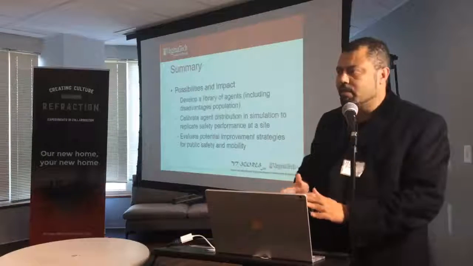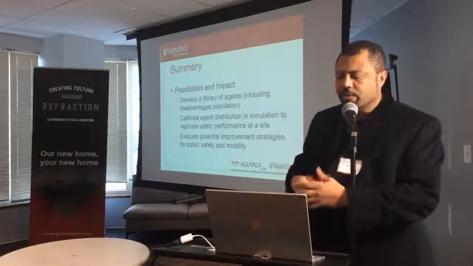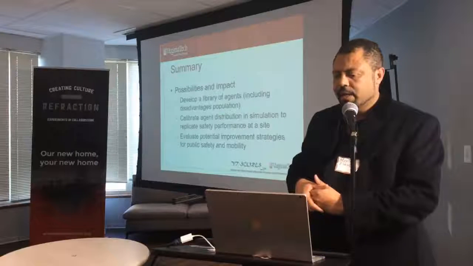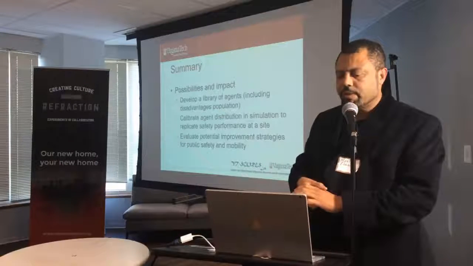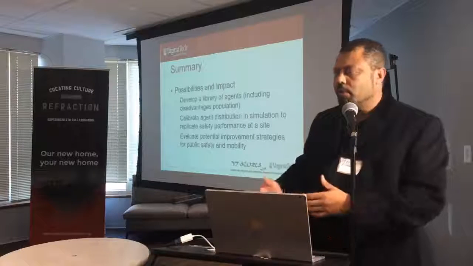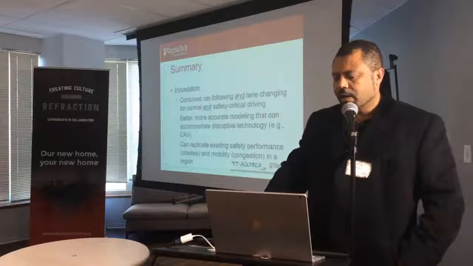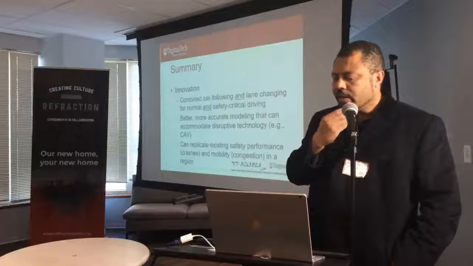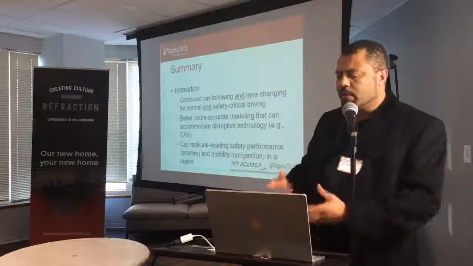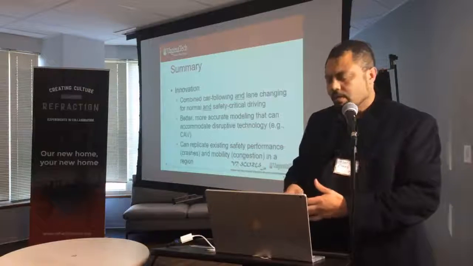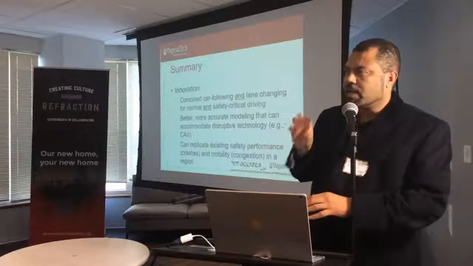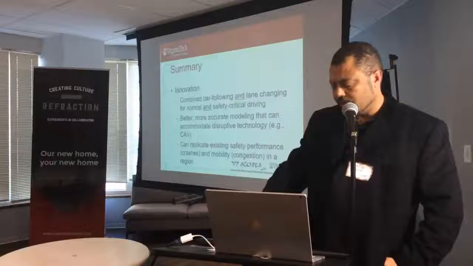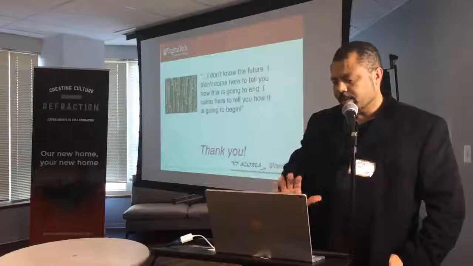Okay, so quickly, possibilities and impact: developing a library of agents, including disadvantaged populations, because you can have an agent for every different kind of driver. Calibrate the agent distribution in the simulation to replicate safety performance, and then evaluate potential improvement strategies. Innovation: combining the car following and lane changing for normal and safety, and then more accurate modeling. You could accommodate disruptive technologies now with connected automated vehicles, because you can have those technologies in there and can replicate existing safety performance and mobility congestion in a region.